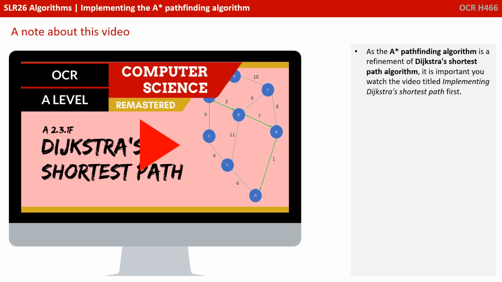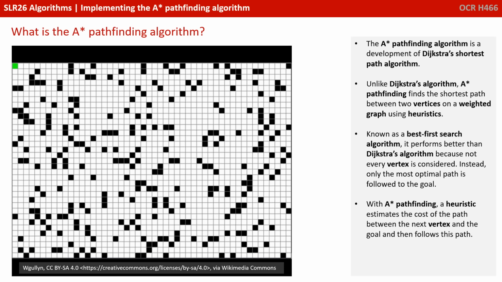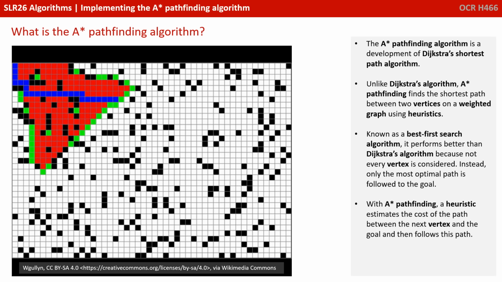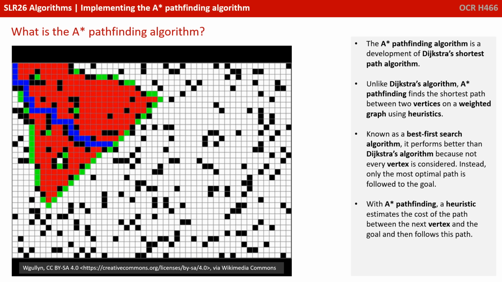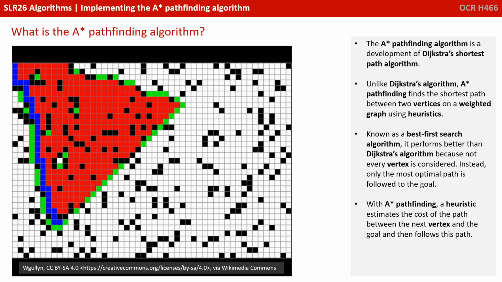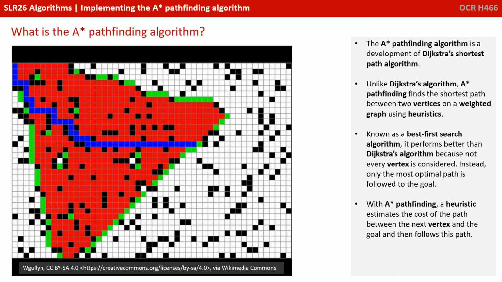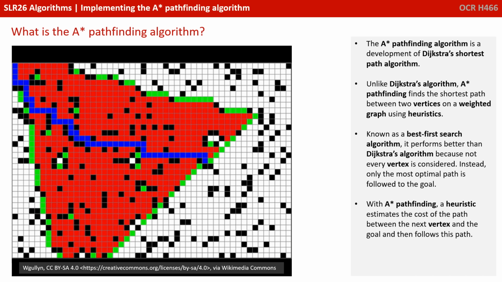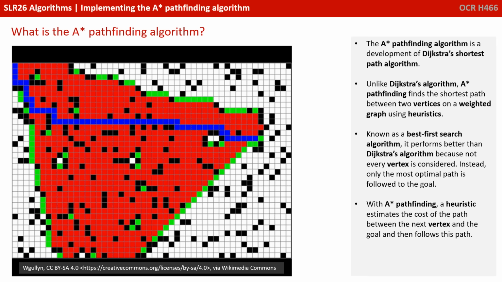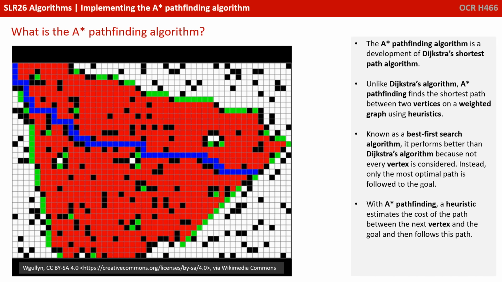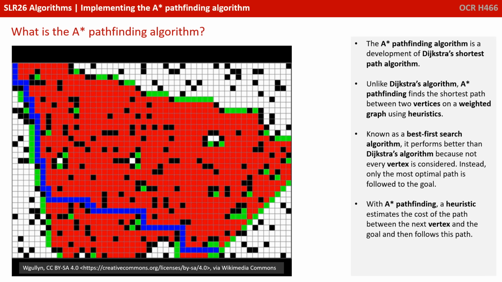As the A* algorithm is a refinement of Dijkstra's shortest path, it's important you watch that video first. So the A* pathfinding algorithm is a development of Dijkstra's shortest path algorithm. Unlike Dijkstra's, A* finds the shortest path between two vertices on a weighted graph using heuristics. Known as a best first search algorithm, it performs better than Dijkstra's algorithm because not every vertex is considered. Instead, only the most optimal path is followed to the goal.